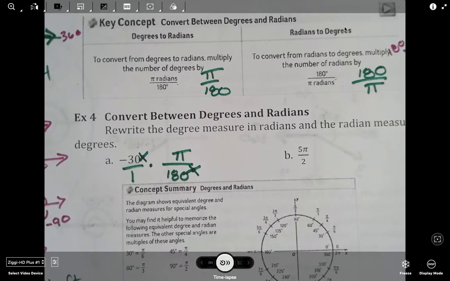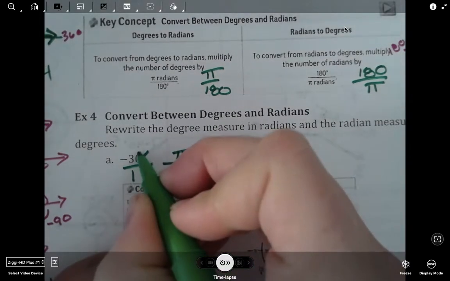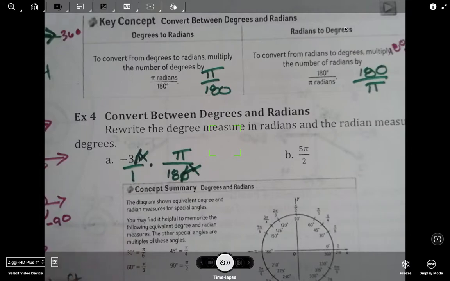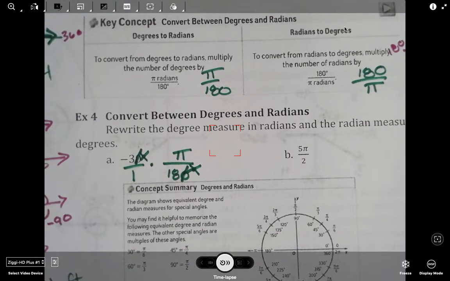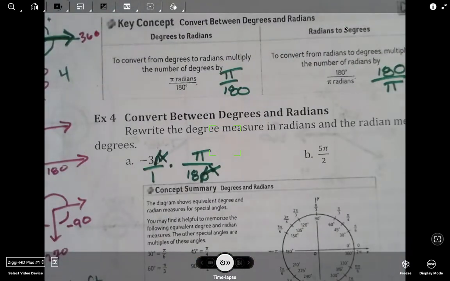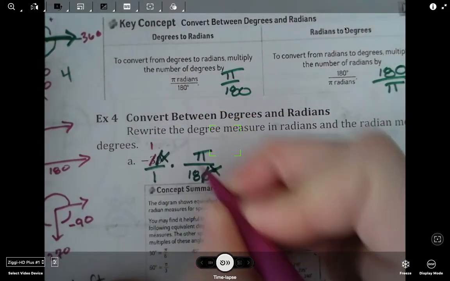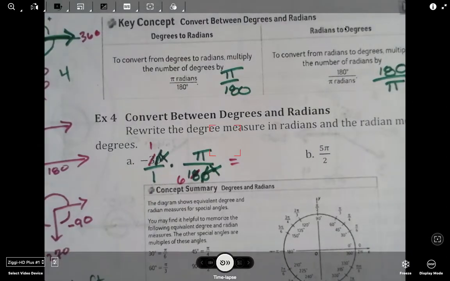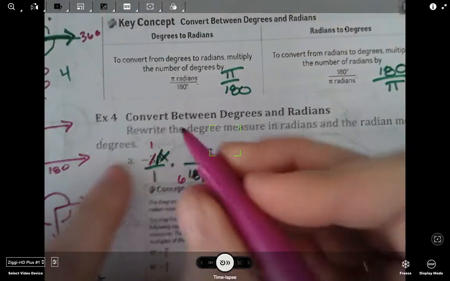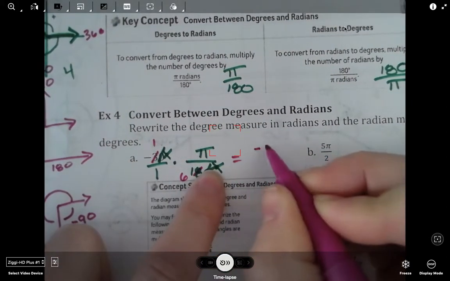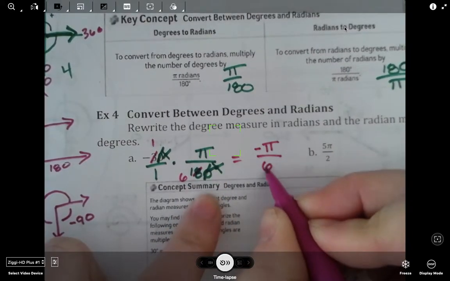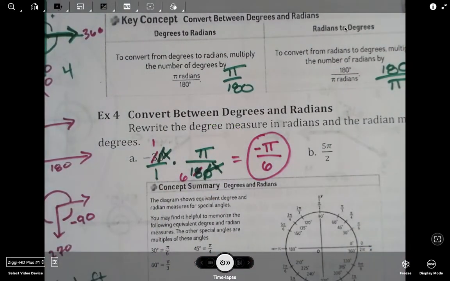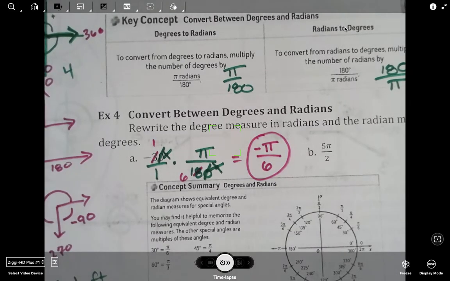So 30 and 180, I can cross off a 0 on both of them, but how does 3 and 18 reduce? 1 and 6. So this is 1 and this is 6. What I have left, we're not going to convert to a decimal or anything. Negative 1 times pi is just negative pi over 6. And that is the same thing as negative 30 degrees. But negative 30 is the degree, and negative pi over 6 is the distance that is.